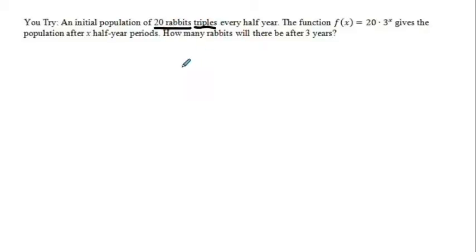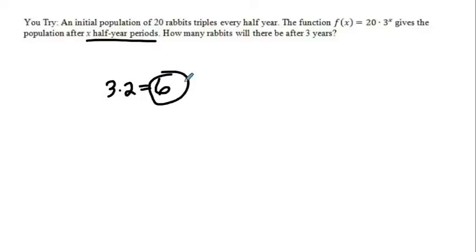All right, so this one, it triples every half year. That's a prolific populator. How many rabbits will there be after 3 years? With these questions, it's always important to see what x represents. X is a half year period. How many half year periods are there in 3 years? Well, there's 2 half year periods in a year. So 3 times 2 gives you 6 half year periods. This is my x value. Let's go ahead and plug it in.